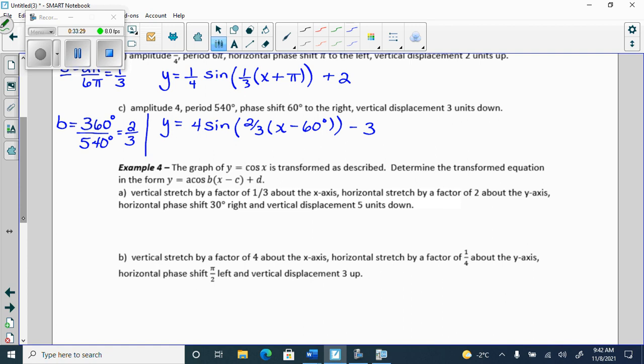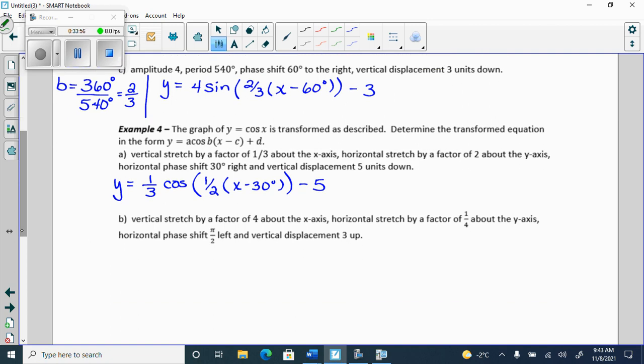So it's a cos graph. It says vertical stretch by a factor of 1/3. So I'm going to get 1/3 in front, because the words and mapping are the same. But remember that horizontal stretch and stuff goes in backwards. Right? And then cos, horizontal stretch by a factor of 2, so I'm going to get a half. Horizontal phase shift 30 right, so I'm going to get x minus 30 degrees. Vertical displacement 5 down.